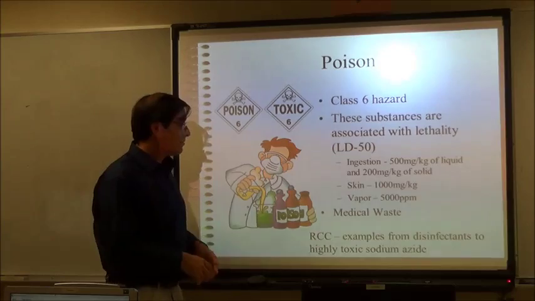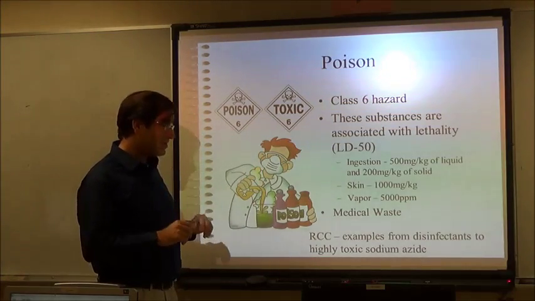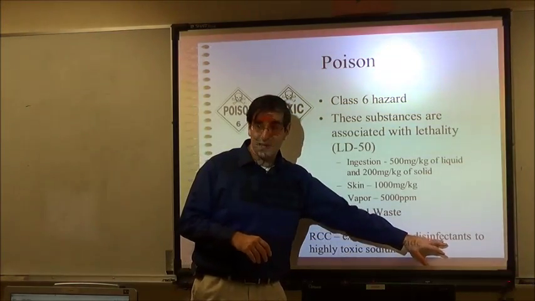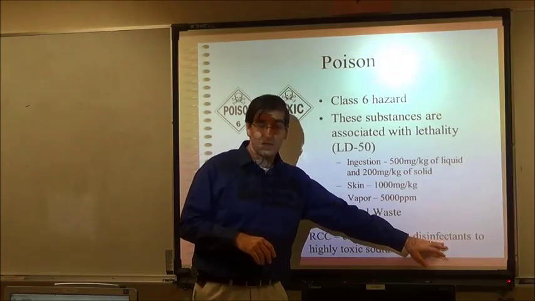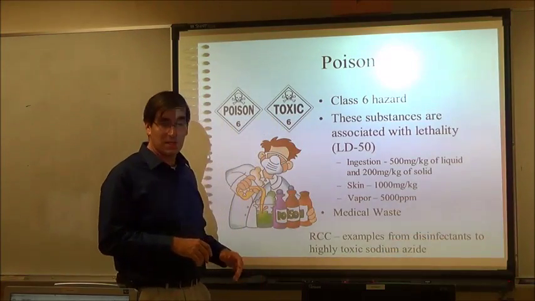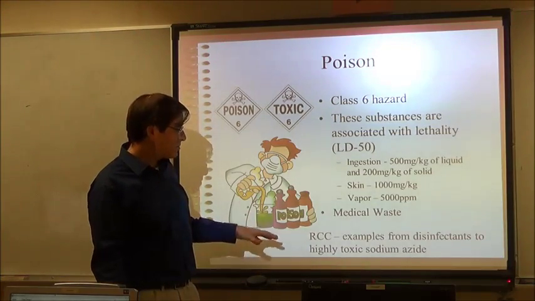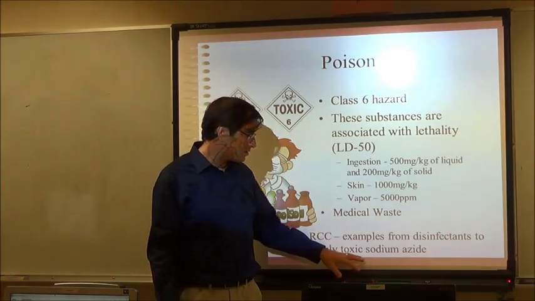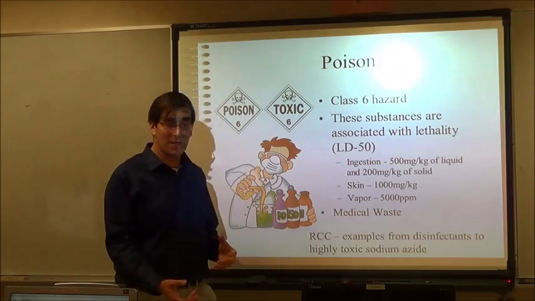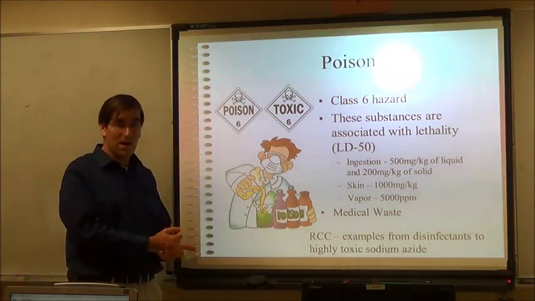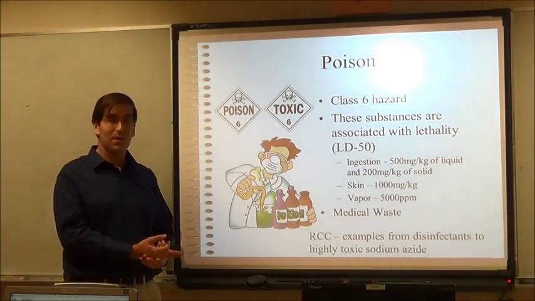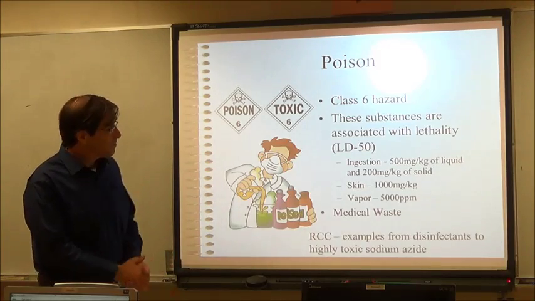So examples of poisonous substances we use here are things as simple as disinfectants. At certain concentrations, disinfectants that we use, say like the ones the custodial staff use, can be poisonous. Other things that we use in the lab space that are highly toxic are things like, say, sodium azide. That's why we isolate them. We not only keep them inside their primary container, but we store them in a secondary container as well.